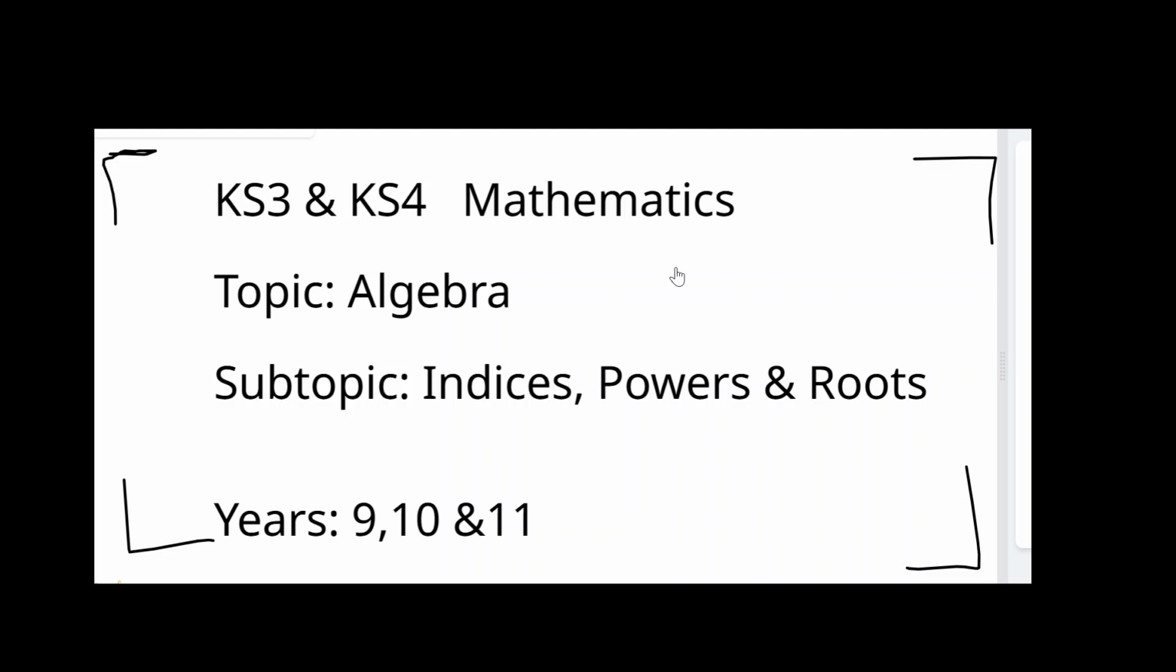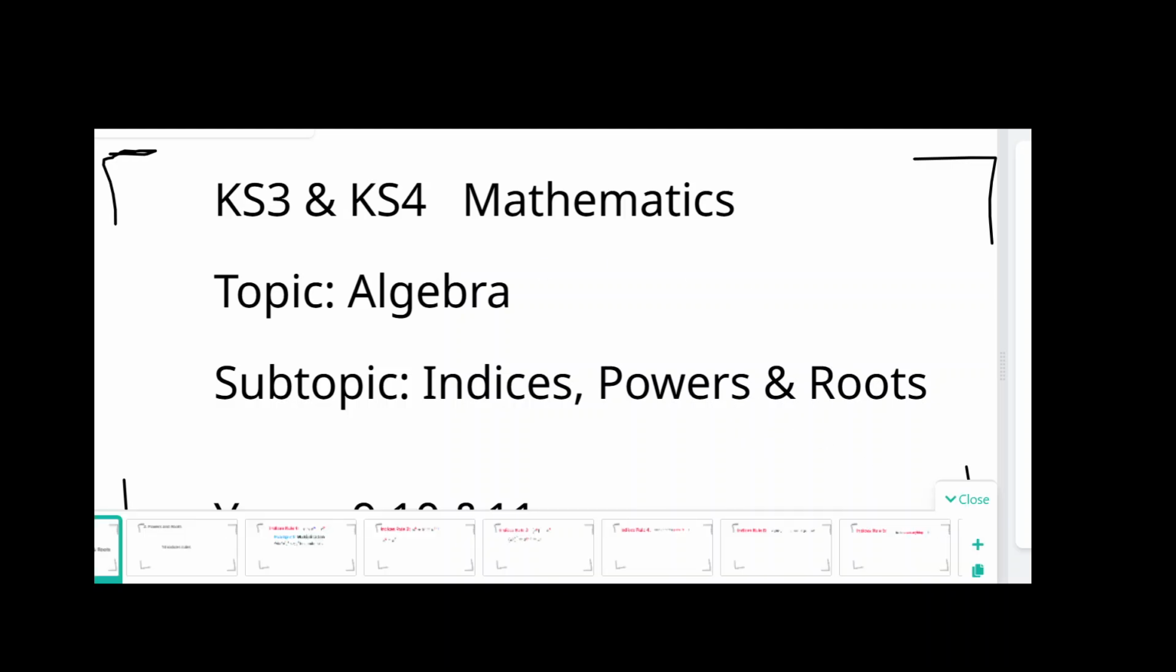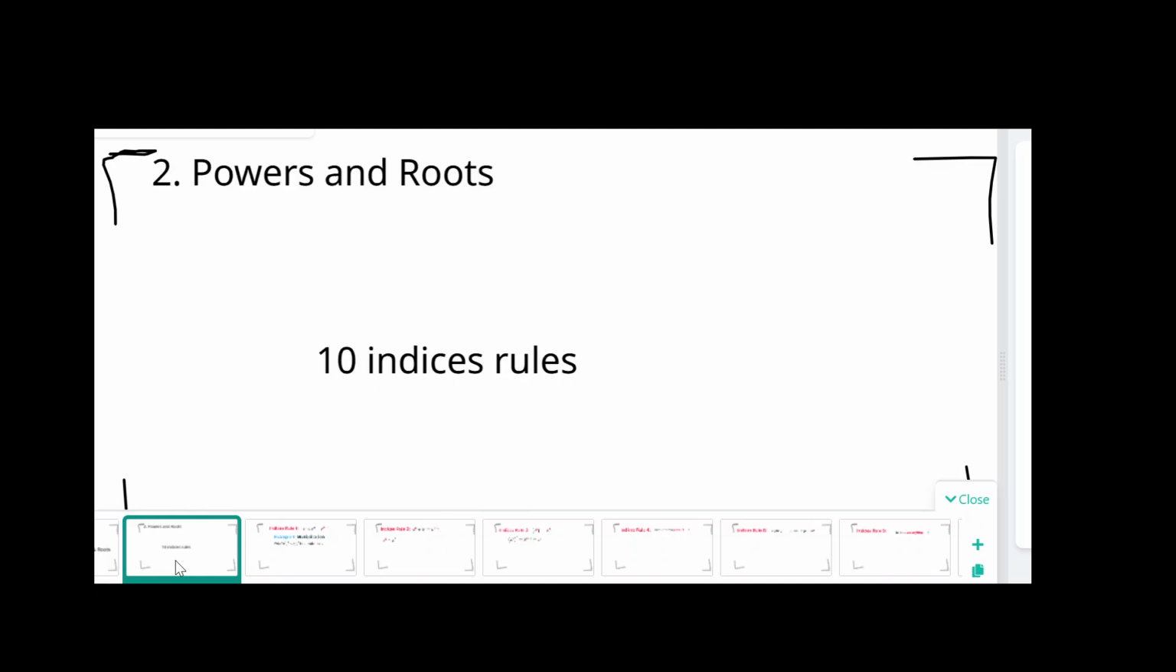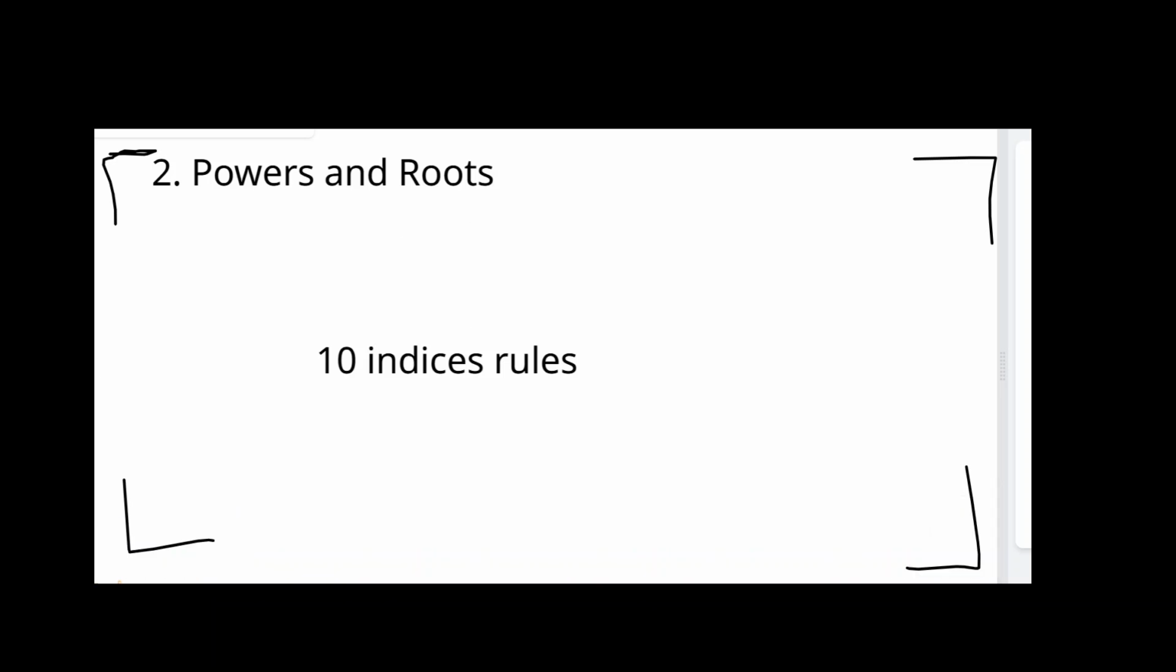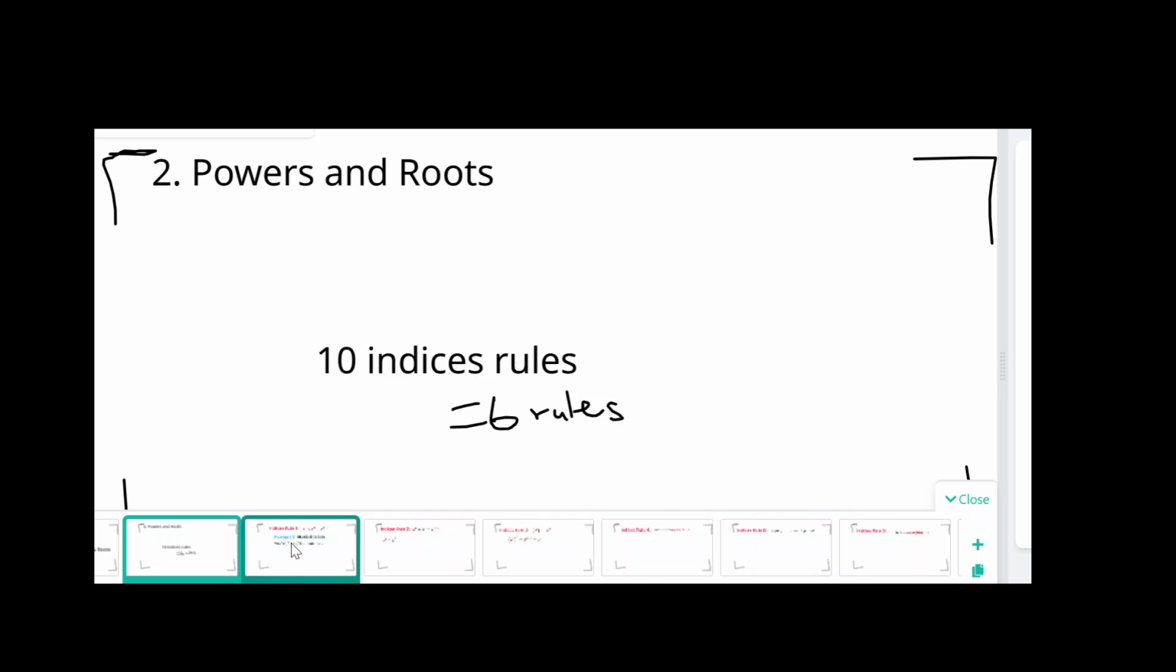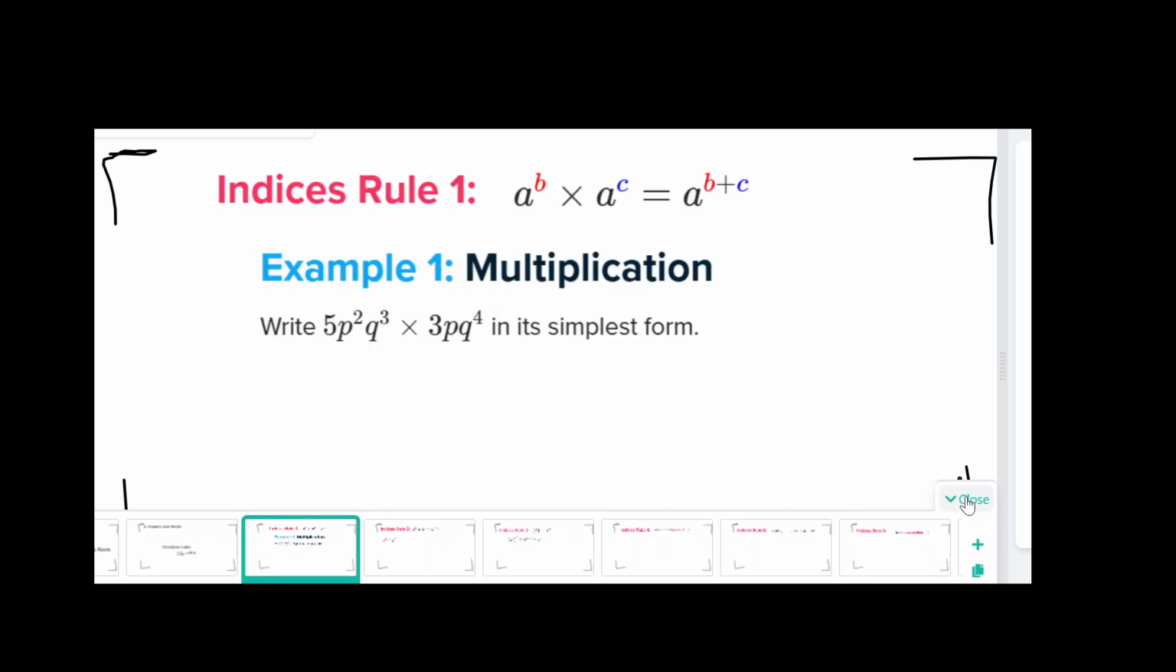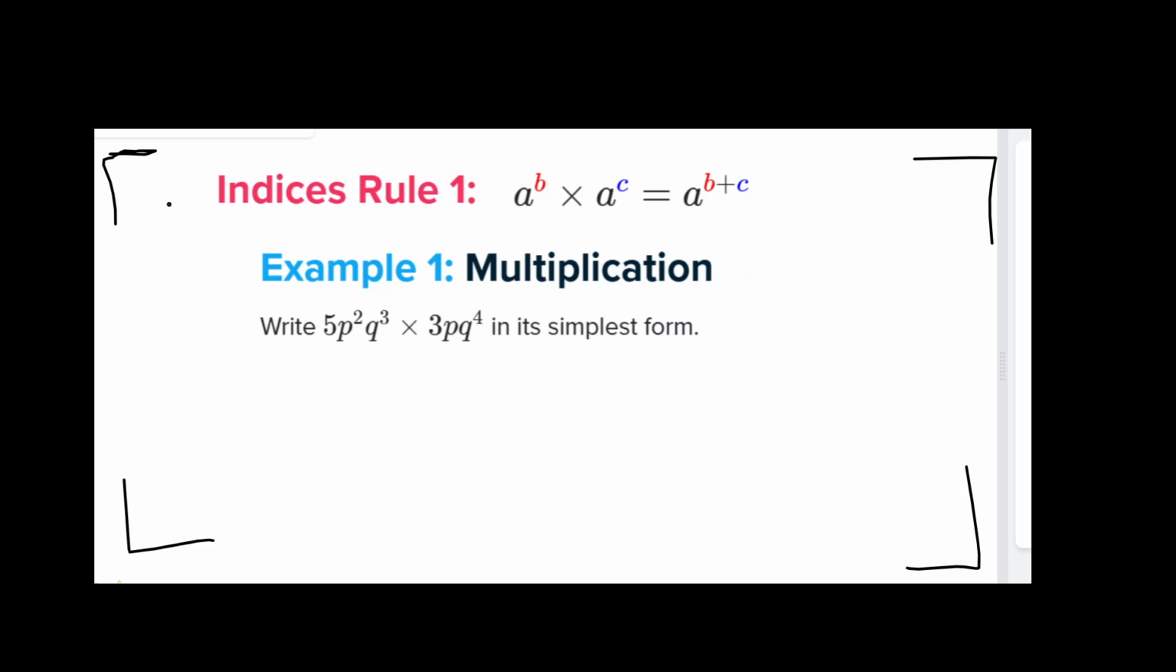Okay, so for indices, there are about 10 rules, okay? But for the purpose of this session, I will only be looking at, I think, about 6 or 7. So let's just say 6 rules is what I'll be looking at for the purpose of this session. But if it happens to be 7, that's fine.